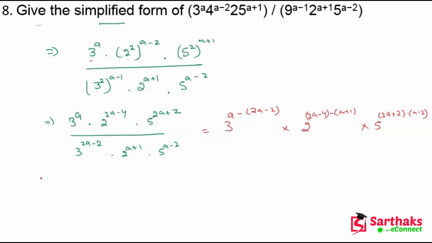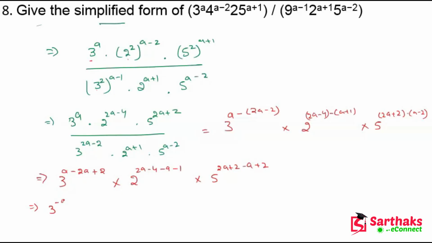Understand? So here this will become 3 raised to power a. If we open the bracket, all the signs will be changed, like minus 2a minus minus plus 2, into 2 raised to power 2a minus 4 minus a minus 1, and here into 5 raised to power 2a plus 2 minus a plus 2. So this will become 3 raised to power a minus 2.